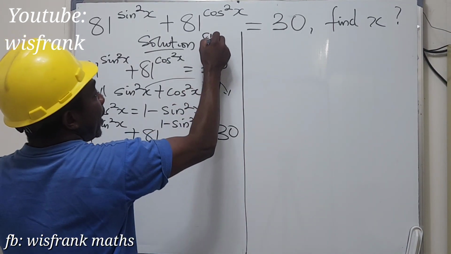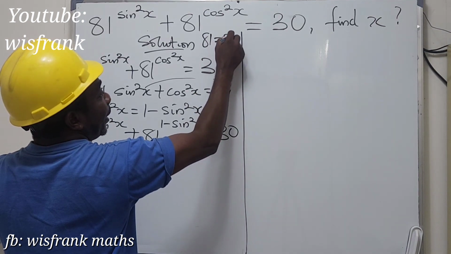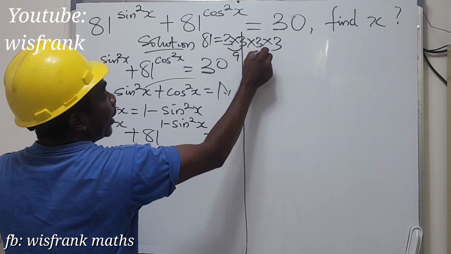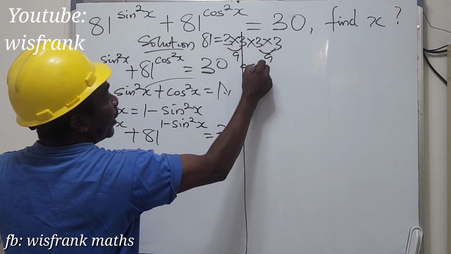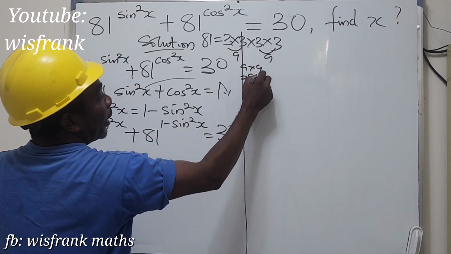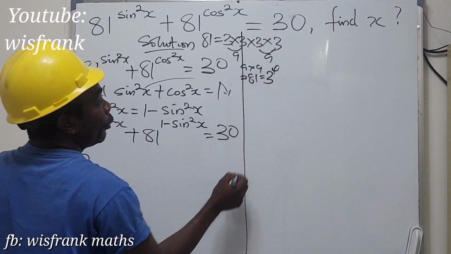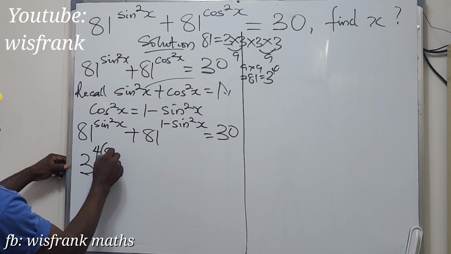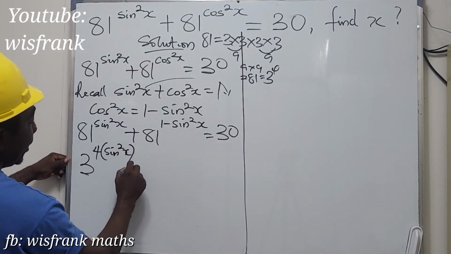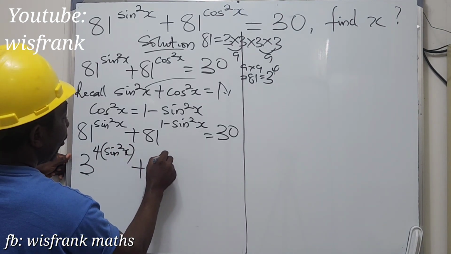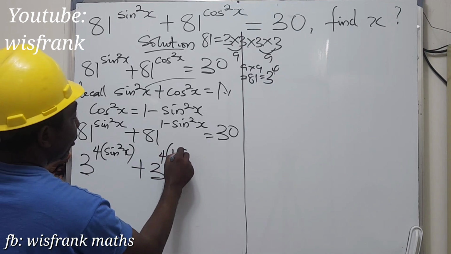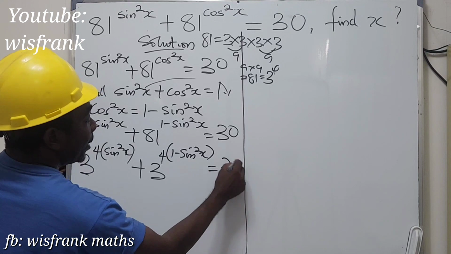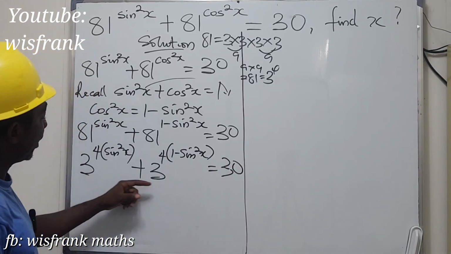81 here is the same thing as 3 times 3 times 3 times 3. So this is 9 and this is 9, and 9 times 9 equals 81. That means it's going to be 3 raised to the power of 4. So here will be 3 to the power of 4 sine squared x, then we have 3 to the power of 4 into 1 minus sine squared x equals 30. So this is what we have now.